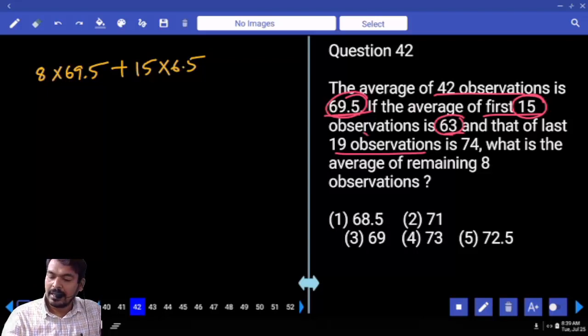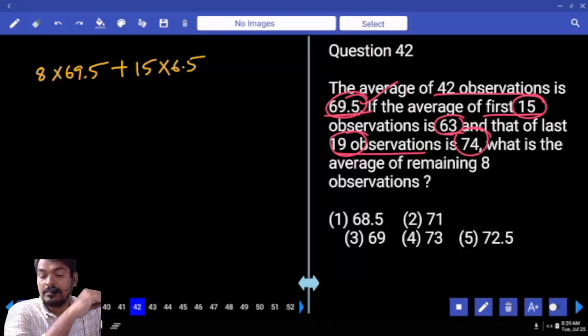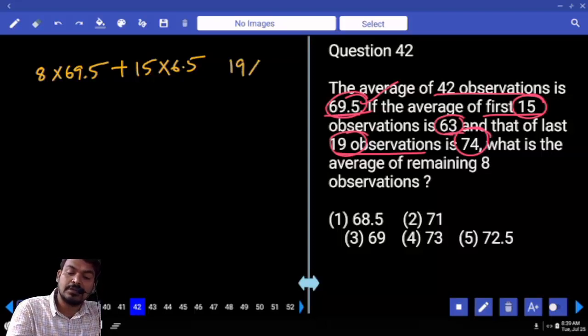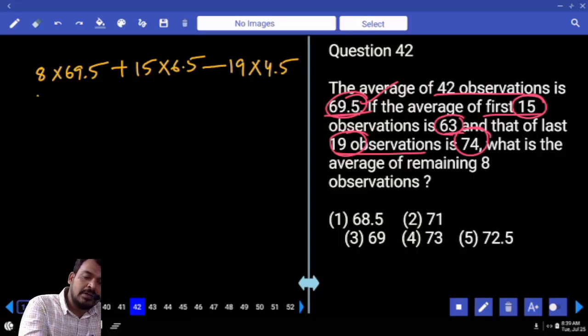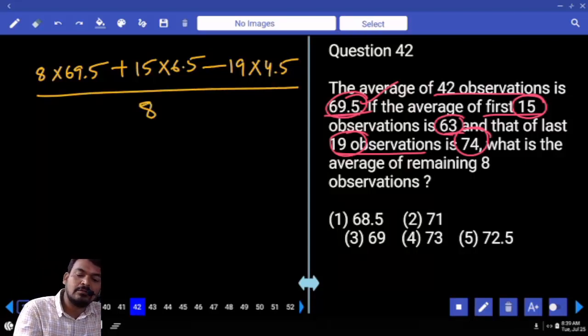Next, 19 observations average. What is the actual average? 69.5. But we have taken 74. How much average extra are we getting? 4.5. By using the reverse effect, the sum of 19 observations is decreased by 19 into 4.5. And it is the sum of how many observations? 8 observations. Average means divide by 8.